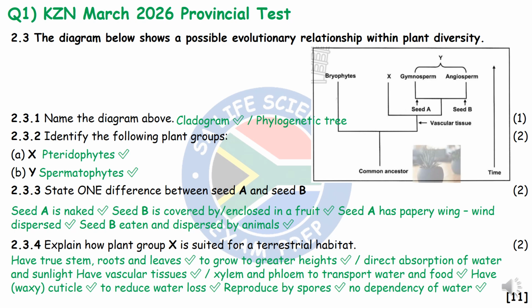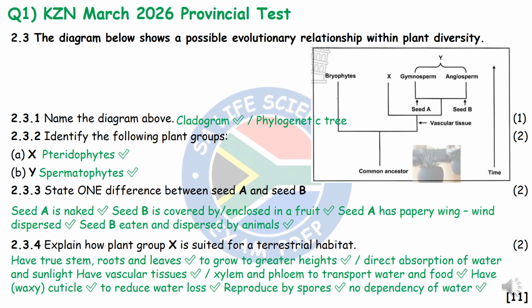Now let's look at the words gymnosperm and angiosperm. If we break up the word gymnosperm into two, gymno means naked and sperm means seed. So a gymnosperm is a naked seed. If we break up the word angiosperm, angio means vessel and sperm means seed, because the seed is contained in a vessel such as a fruit. So let's look at the differences. Seed A is naked. Seed B, which is the angiosperm, is covered by or enclosed in a fruit.